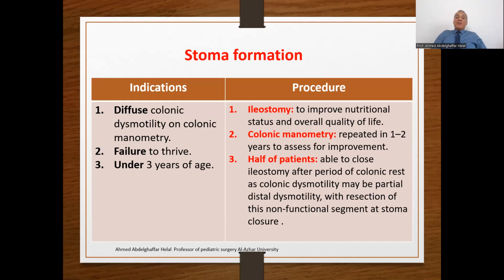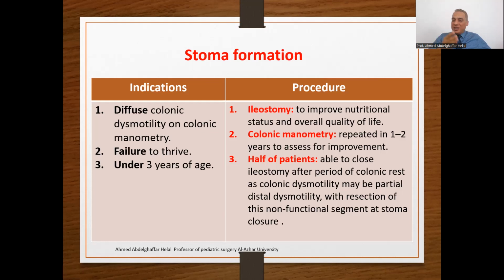Stoma formation, yes, may be indicated sometimes if there is a diffuse colonic dysmotility, where all the colon is dysmotile on the colonic manometry. With failure to thrive, usually the child is under 3 years of age. An ileostomy may be indicated to improve the nutritional status. Colonic manometry is repeated at 1 to 2 years to assess for improvement. Half of these children are able to close the ileostomy after a period of colonic rest, as colonic dysmotility may be partial and segmental, with resection of this non-functional segment at the stoma closure.